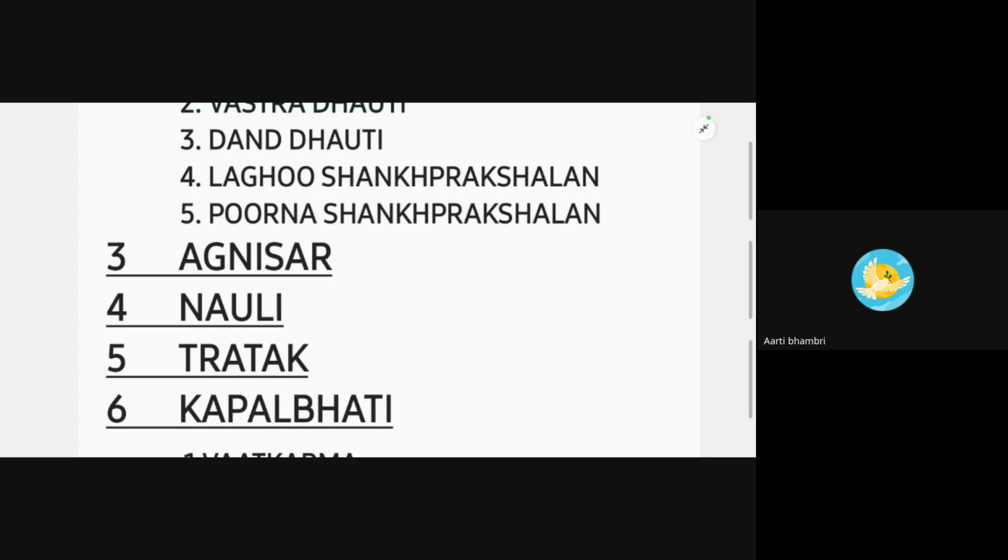Now next is Noli. Both are quite the same. In Agnisar, we are moving our belly in and out. In Noli, there are three types: Vam Noli, Dakshin Noli, and Madhya Noli. Dakshin is moving the belly on the right side. Vam is moving the belly on the left side. Madhya is center. Three types of Noli are prescribed to be practiced.